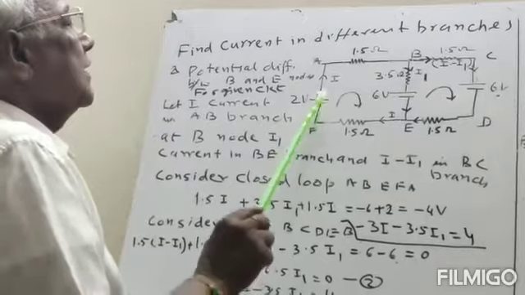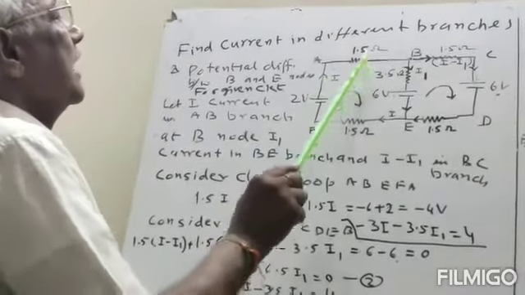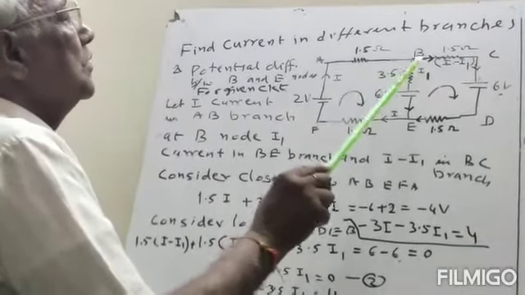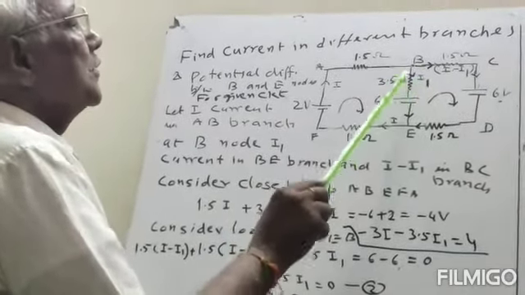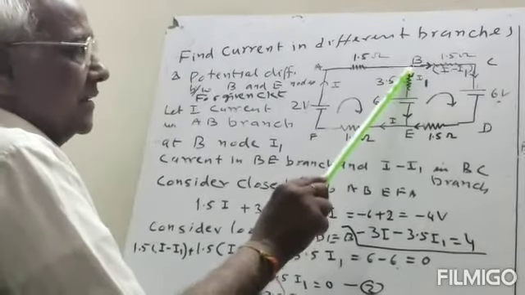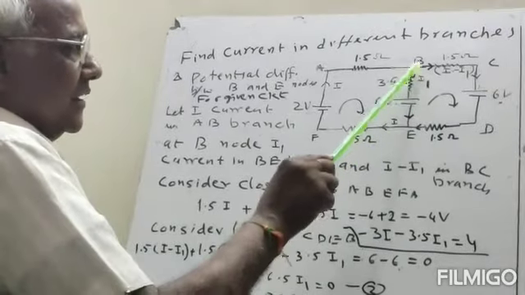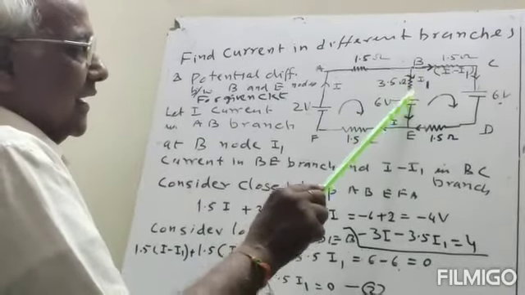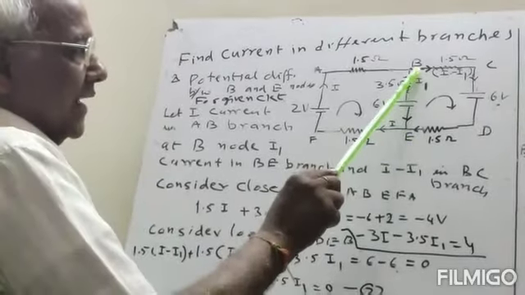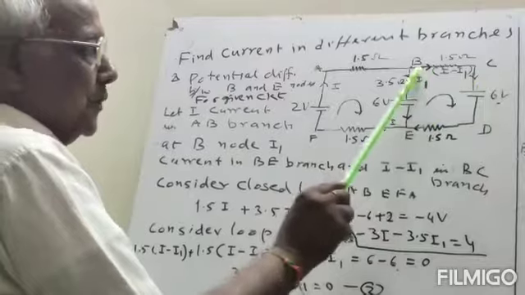This 2-volt battery. Suppose current I is passing through it. Then this resistance is 1.5 ohm, then 3.5 ohm. At this point B, this current is divided in two parts. It will go I1 in this branch BE and I minus I1 in this branch BC.